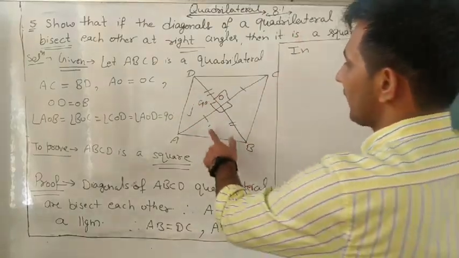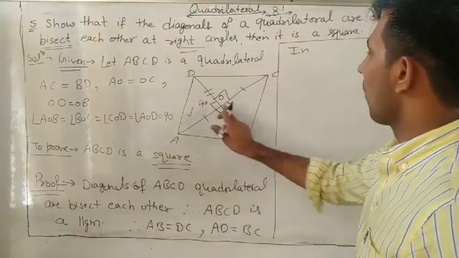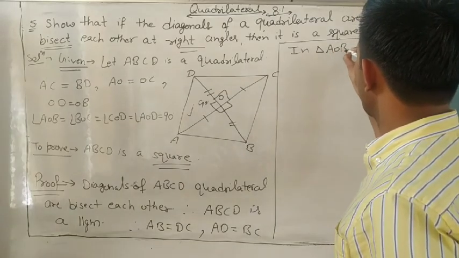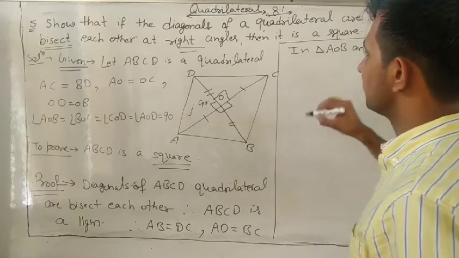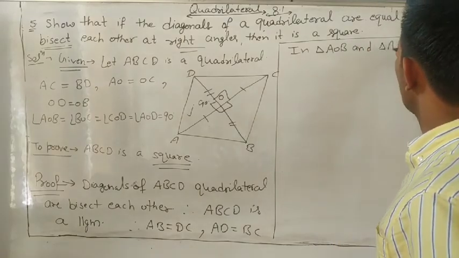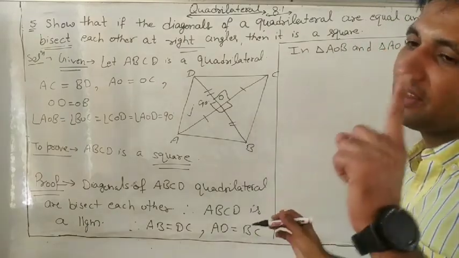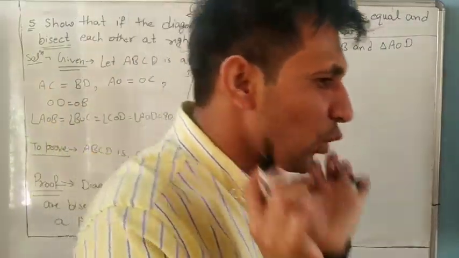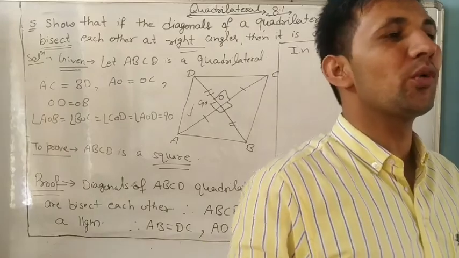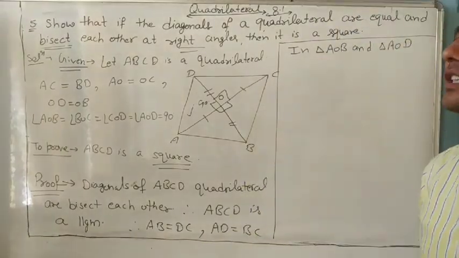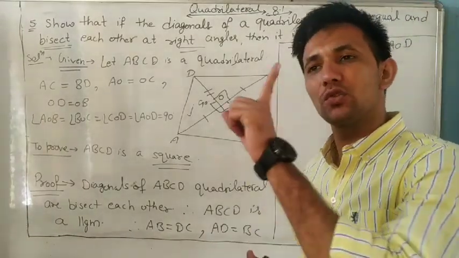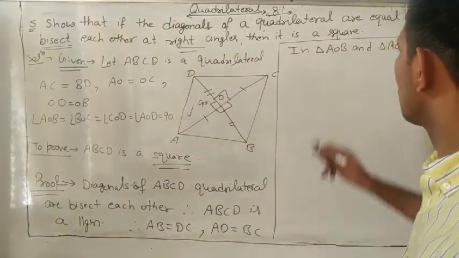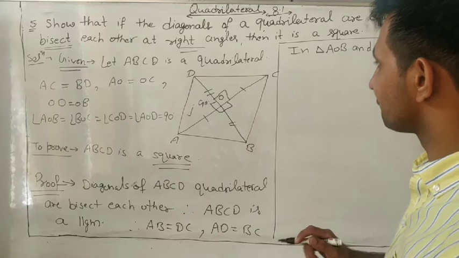Okay. So we will take triangle AOB and triangle AOD. Always remember one thing: if in any two triangles you want to prove that two sides are equal or two angles are equal, how can you show that? First we will prove that the triangles are congruent. Understand? So we will write in AOB and in AOD.